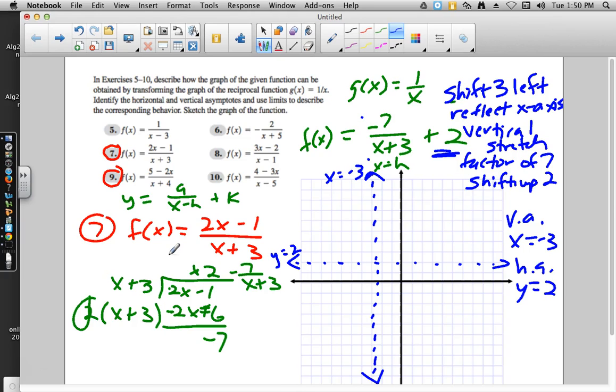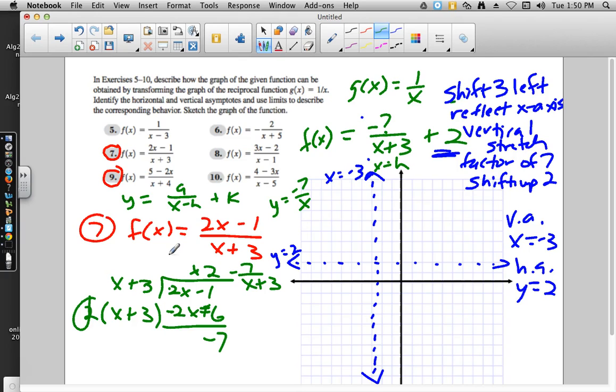Use limits to describe the corresponding behavior. Well, we probably want to have a little sketch of the graph in order to see that. And it did say sketch, but really we want to know where this is going to go. So what we would do is we would go back to the parent function, which really just deals with that negative 7 up there. And we would think about our negative 7 over x, and then we will just follow those translations that we see up there, which would be shifting 3 to the left and 2 up.